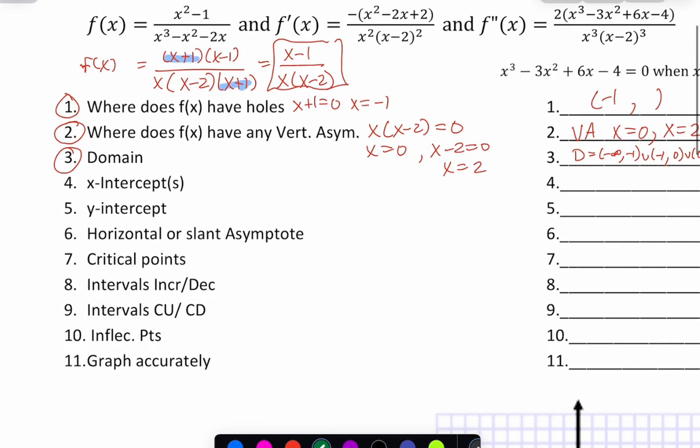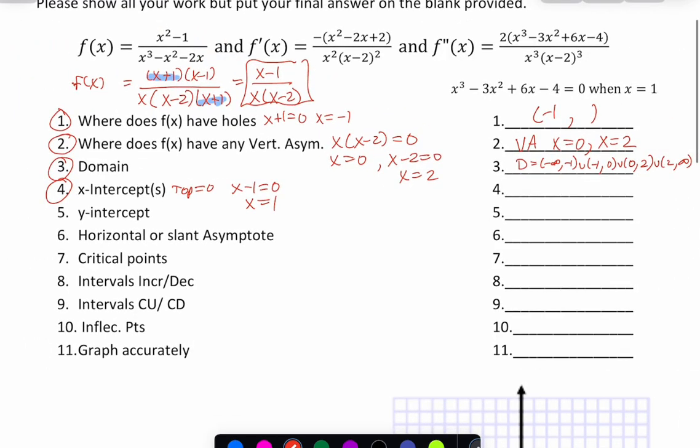Now let's take a look at our x-intercepts. Our x-intercepts are also related to our original function. Just take the top and set it equal to 0. So that's x minus 1 equals 0. We only need the factor that remains. So that's going to be at 1. Now that's a point. So that is the point 1, 0.